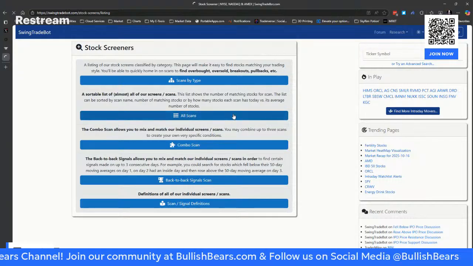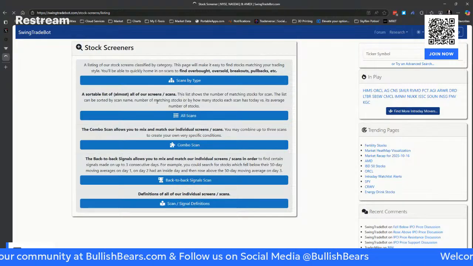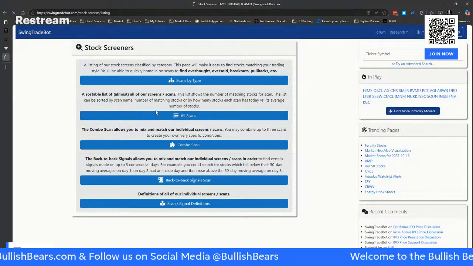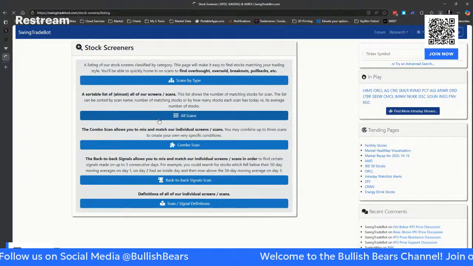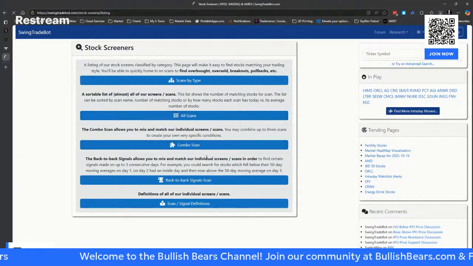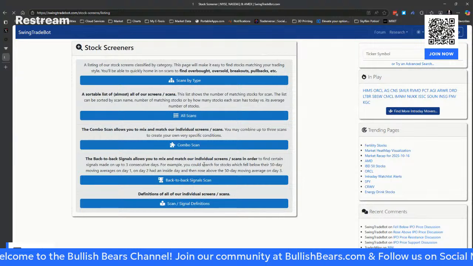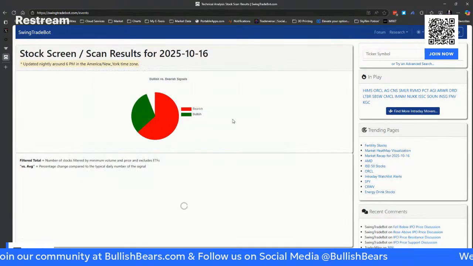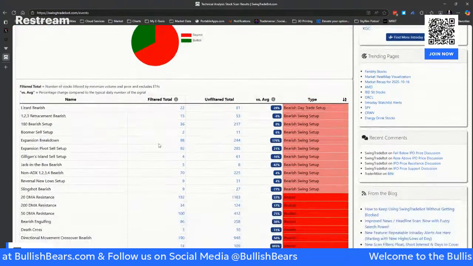And the scan is going to tell you what the strategy is for what you want to trade with all the rules that go with it. They're all built into the website. You pick the strategy and it'll run the scan for you. So that's a really good way to go right here.